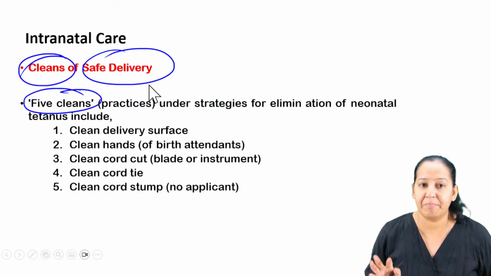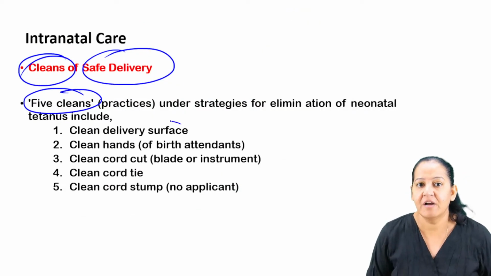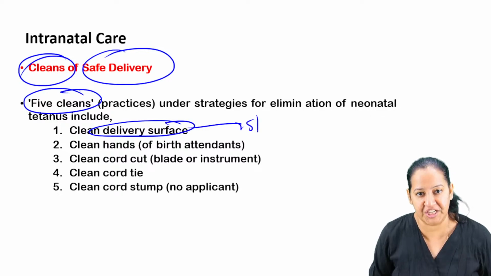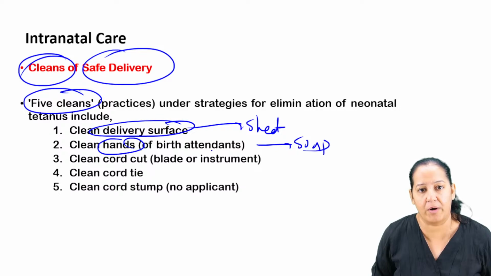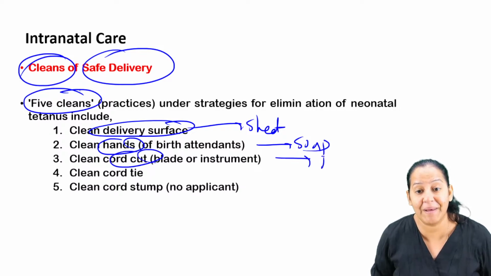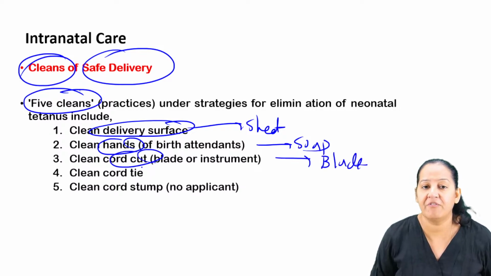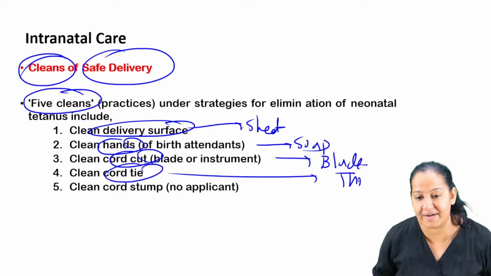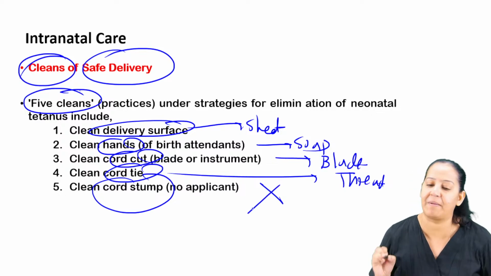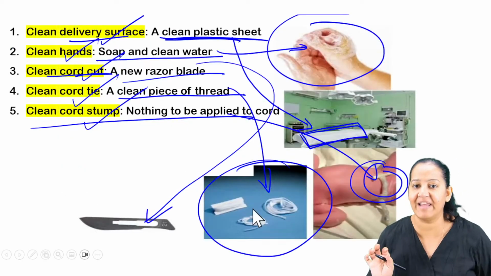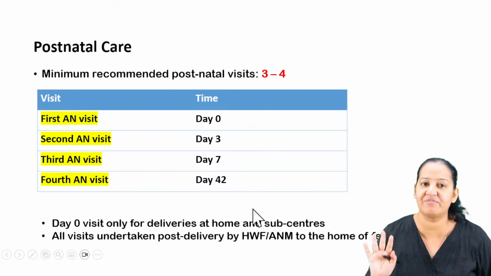Please learn the five cleans. What are the five cleans? For clean surface, we use a sheet every time. For clean hands, we use soap and water. For clean cut, we use a new razor blade every time. For clean tie, we use a new sterile thread every time. And for clean stump, nothing has to be applied on the stump. So these are the five cleans. I told you how we achieve these five cleans.